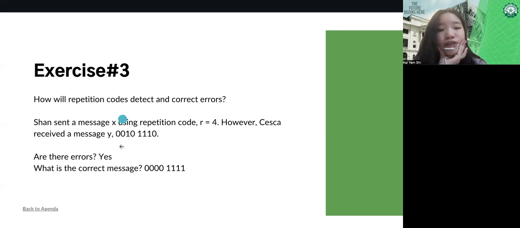So let's have this first block. 0, 0, 1, 0, the one that appears the most is 0. So 1 should be 0. And for the second block, the one that appears the most is the number 1, so the last number 0 should be 1. So this is the correct message.